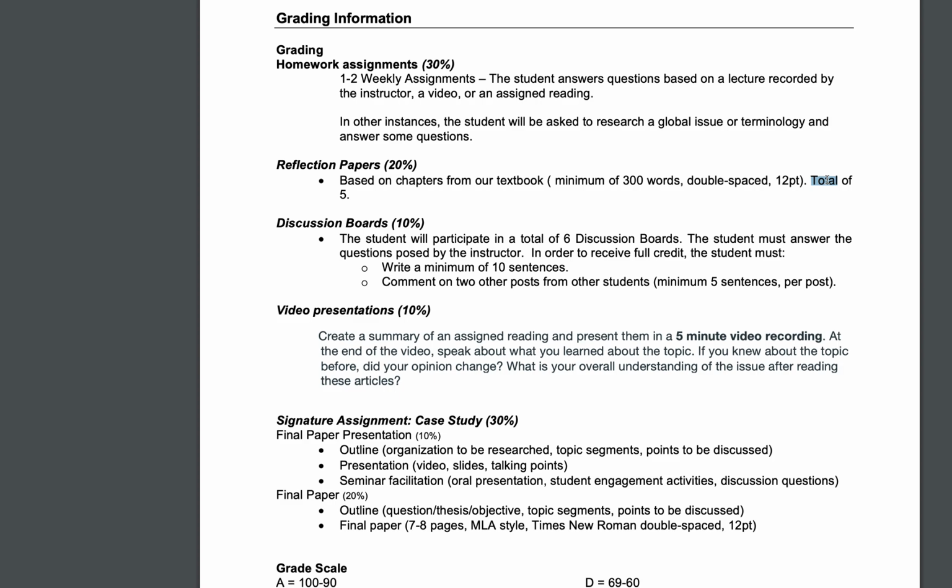Okay? Then we have discussion boards, which are the way for you to exchange ideas between you and your peers. You will participate in a total of 6 discussion boards, okay? And these are 10% of your final grade. You need to answer the questions that I ask you, and in order to receive credit, you need to write a minimum of 10 sentences. You also need to engage with the posts of your classmates, so you need to comment on other posts from other students. Okay, I give you a minimum of 2 posts that you need to participate in, and the minimum of your participation will be 5 sentences per post. Okay.